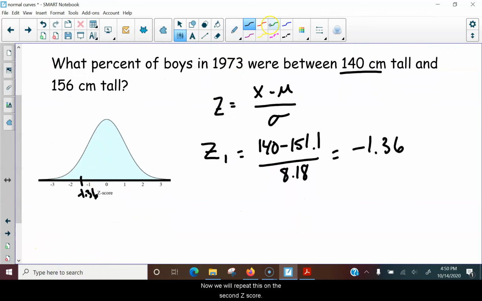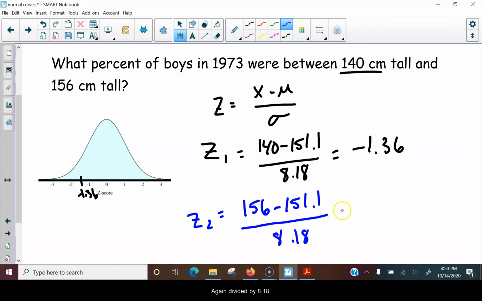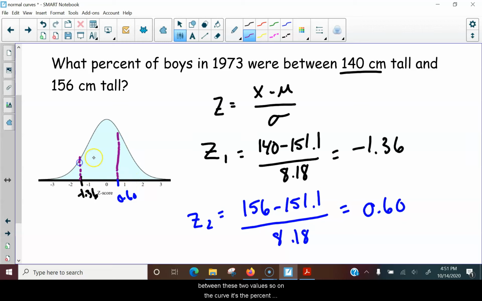Now we will repeat this on the second z-score. I'm going to give that a little sub 2. That's going to be 156 minus 151.1, again divided by 8.18. This z-score is 0.60. So this z-score is about right here. The percent of data that we want is the percent that lies between these two values. So on the curve, it's the percent that's in this area.